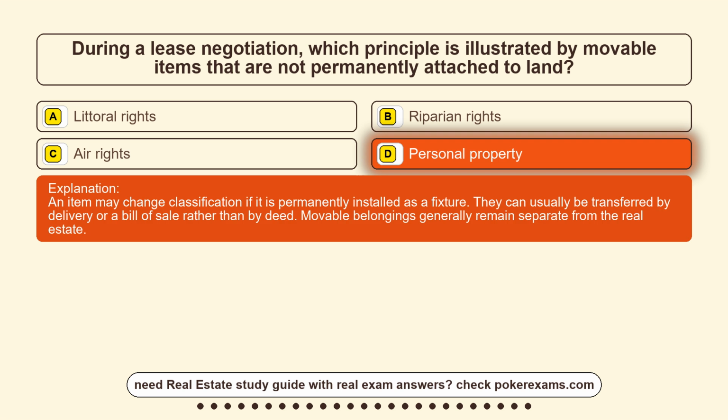An item may change classification if it is permanently installed as a fixture. They can usually be transferred by delivery or a bill of sale rather than by deed. Movable belongings generally remain separate from the real estate.